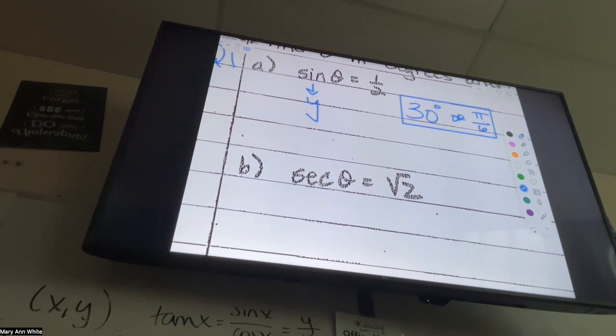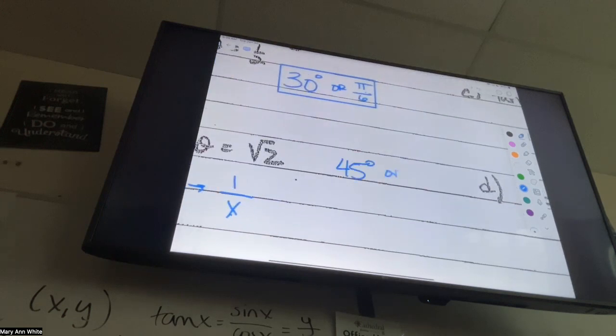Secant equals root 2. Secant is the same as 1 over cosine. And is cosine your x or your y? X. Good. So I'm essentially doing 1 over x. What angle, if I did 1 divided by its x, would give me root 2? Which one's the only one that has a root 2 at all? 45.